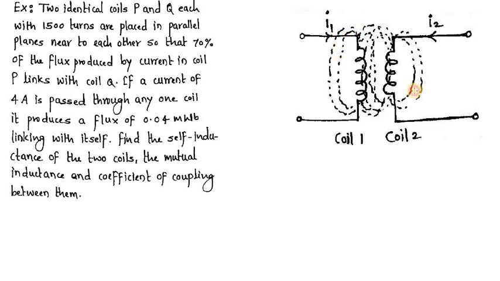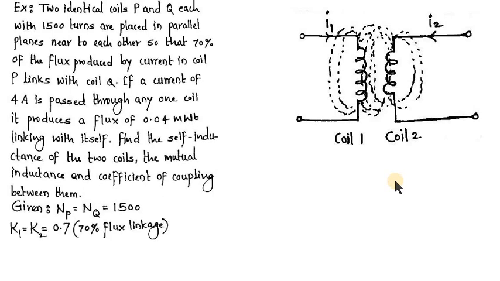So see, here are two coils placed beside each other, and 70% of the flux produced by coil P links with coil Q, or 70% of the flux produced by coil Q also links with coil P. This is true in this case. Now let's identify the given things as number of turns of both coils as mentioned in the numerical is 1500. So as I said, the coefficient of coupling can be represented as K1 and K2, which is equal to 0.7.